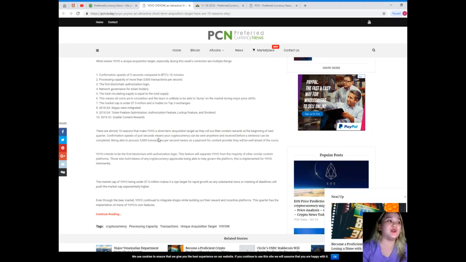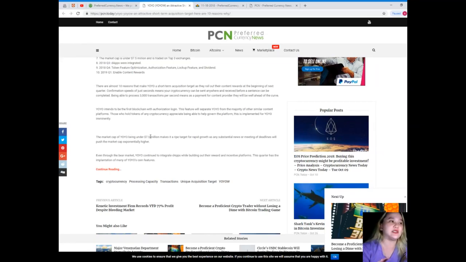Seventh, the market cap is under $7.5 million and is traded on top three exchanges. Eighth, in quarter three of 2018, dApps were integrated. Ninth, in quarter four of 2018, token feature optimization: authorization feature, lockup feature, and dividend. And quarter one of 2019, enable content rewards. So there are almost 10 reasons that make YOYO a short-term acquisition target as they roll out their content rewards at the beginning of the next quarter.